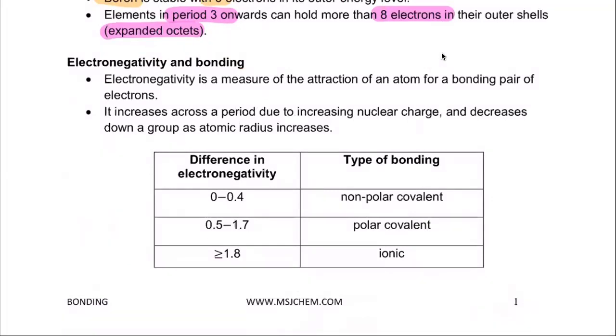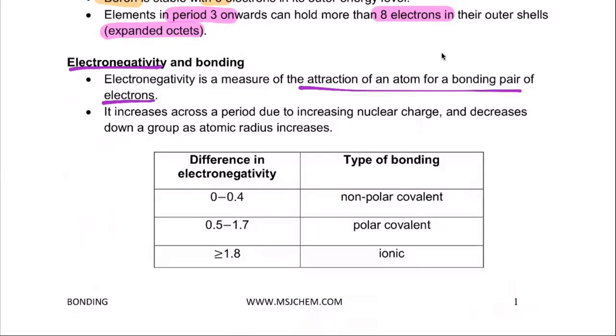Okay. There is a more precise way where we do a little bit of a calculation and we use the property of electronegativity. Okay. That's one of the properties we learned about in topic 3 with periodic trends. And we talked about it in topic 3 that it's a measure of the attraction of an atom for a bonding pair of electrons, just like it says right here. And so we talked about in topic 3 that it increases across a period due to the nuclear charge increasing. It decreases down a group because your atomic radius is increasing.